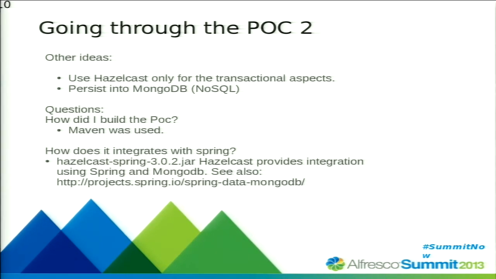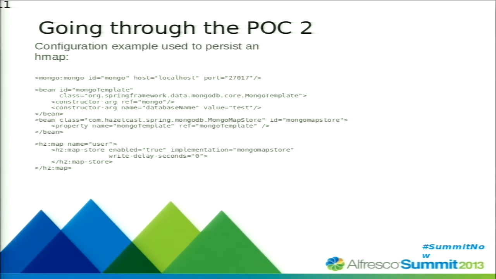How did I do the prototype? I used Maven, and I also used a couple of libraries that are already available that allow you to configure the two things together, Hazelcast and MongoDB, and obviously the glue is, as usual, the Spring framework, okay? Here is a small example of configuration.